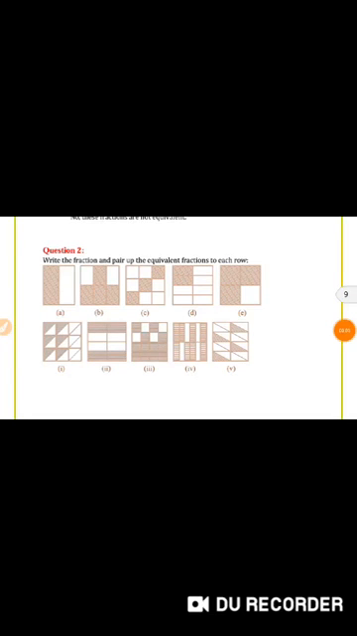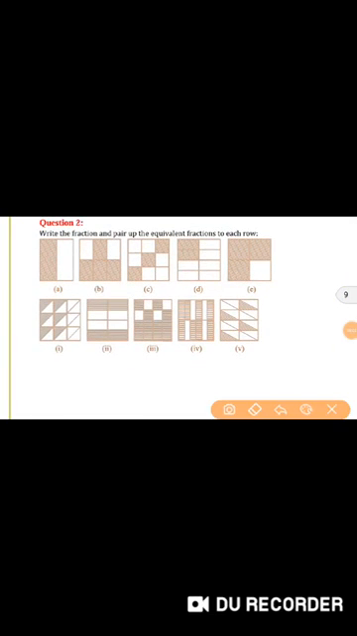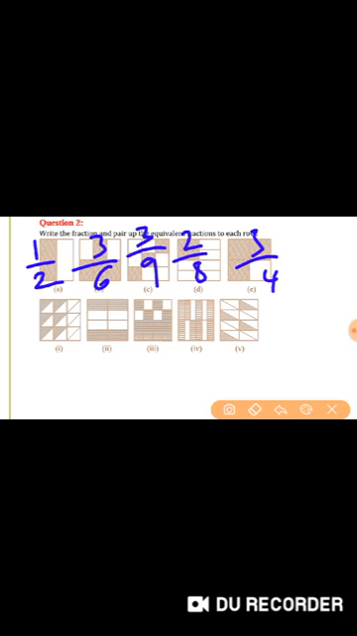So now we can go for the second question. What it says: write the fractions and pair up the equivalent fractions in each row. So first we have to write the fractions. First see the diagram. It is 1 by 2 because 2 parts, 1 colored. It is 3 by 6, and it is 3 by 9, and it is 2 by 8, and it is 3 by 4. See, these we have to pair with these diagrams.